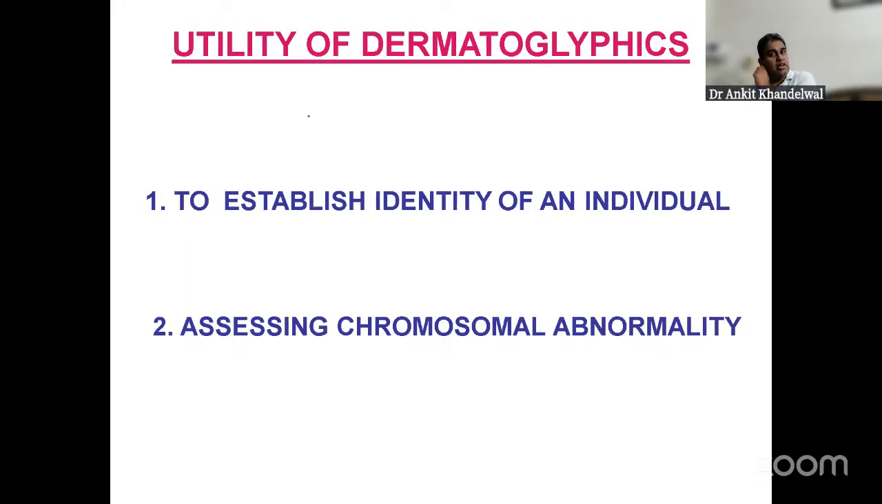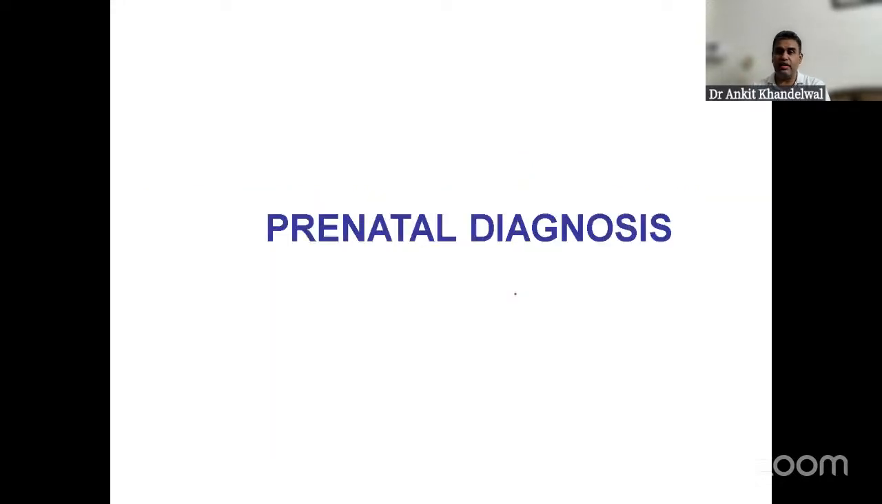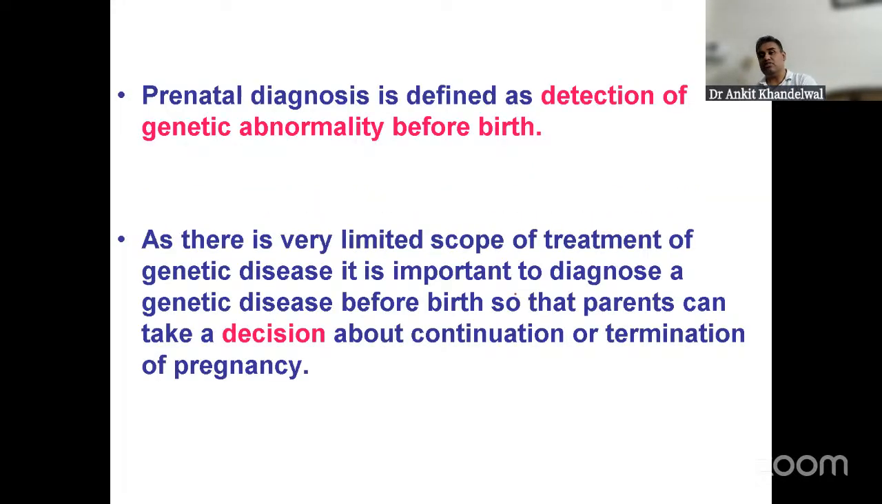But what is the utility of how to use it? To establish the identity of an individual, obviously. You go anywhere, even if you go for an Aadhaar card, to the passport office, any basic identification, any registration, anything, the fingerprints. Even if you are giving exams, nowadays fingerprints are taken. Also for assessing chromosomal abnormalities, therefore related to prenatal diagnosis. What is prenatal diagnosis?